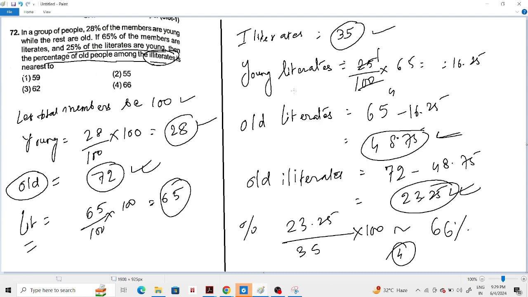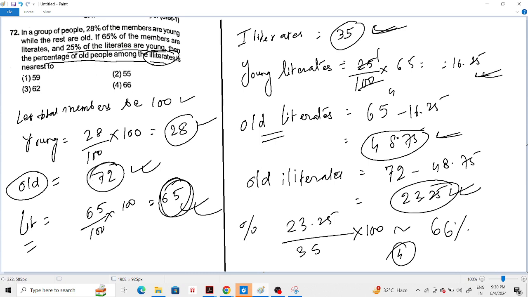Now we are going to find out young literates. It is given that 25% of the literates are young. So this is the number of literates. Do 25% of this, you will get the number of young literates, right? How many are old literates then? So what is the total number of literate people? 65. From there subtract young literates, you will get old literates.